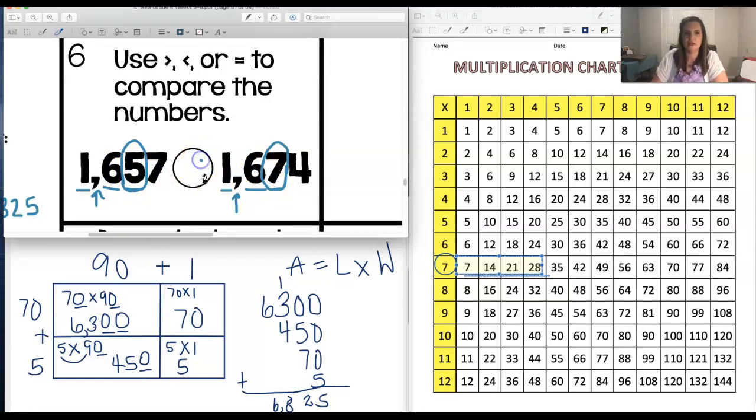7 is greater, so I will put 2 dots next to the greater number, 1 dot next to the lesser number, and then you're connecting the dots, and that will give you the correct sign. 1,657 is less than 1,674.